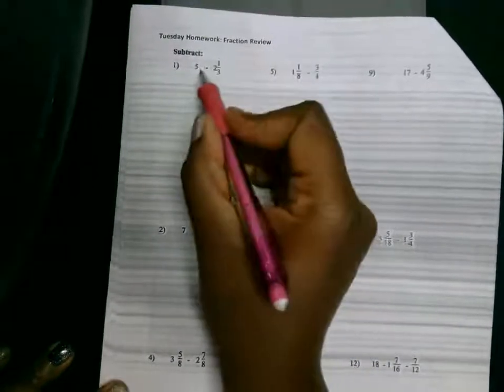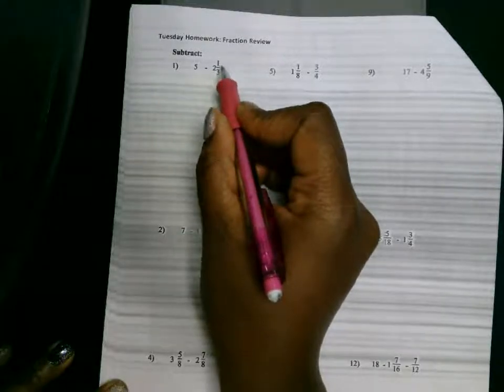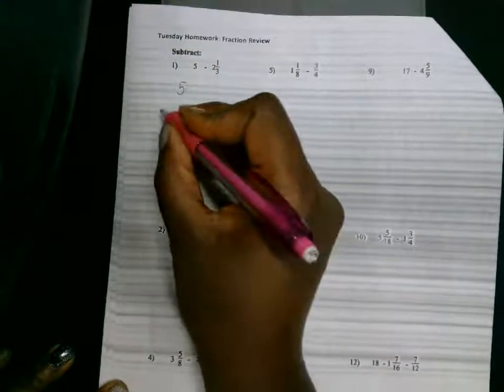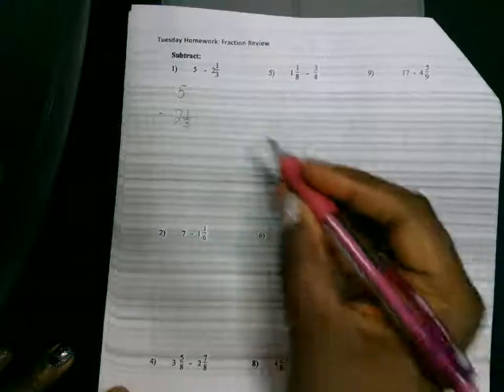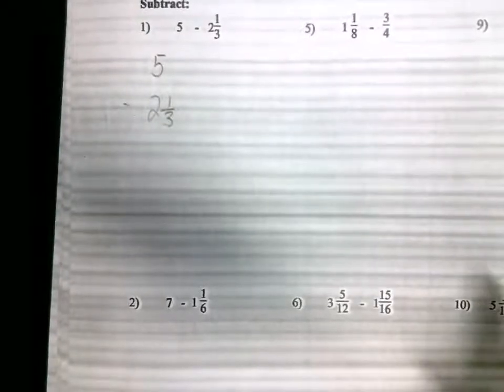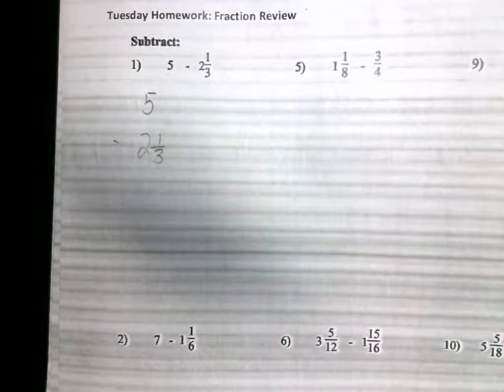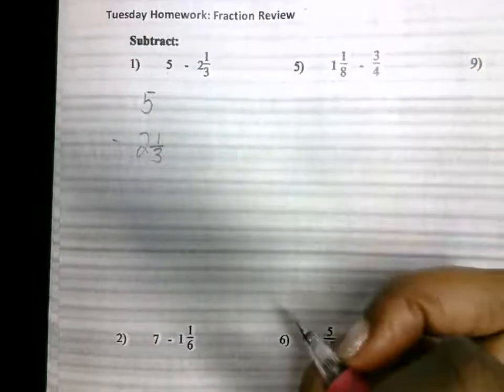Okay, so here we have a whole number 5, and we're subtracting 2 and 1/3. So, I'm going to put 5 here, and I'm going to put minus 2 and 1/3. Okay, I'm going to write this 5 as a fraction. There's a couple ways that I could do this problem. I am going to decompose this number, or what some of your teachers may have called it in the past, borrow or break that number down.